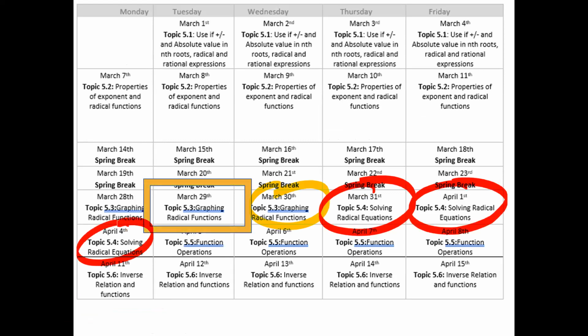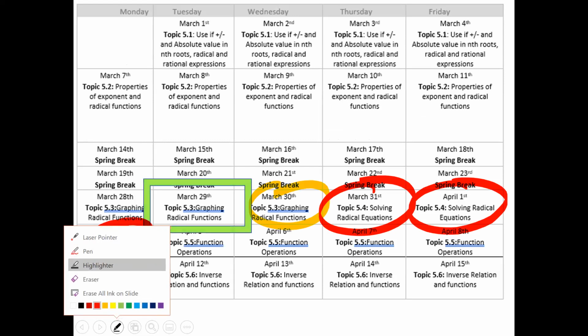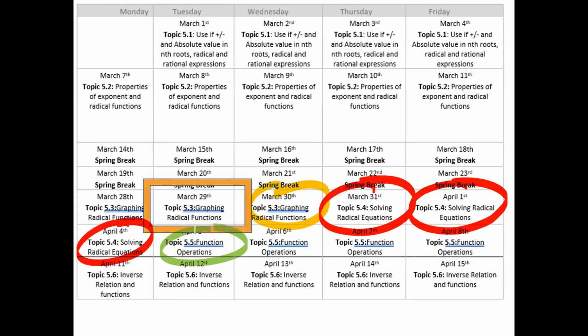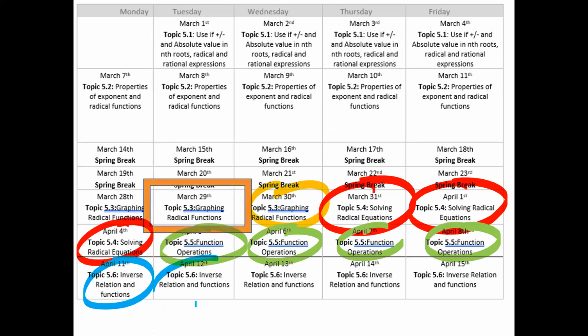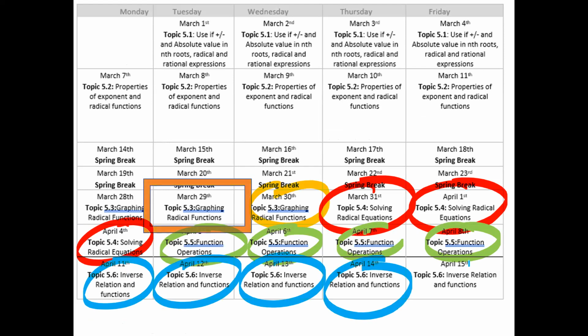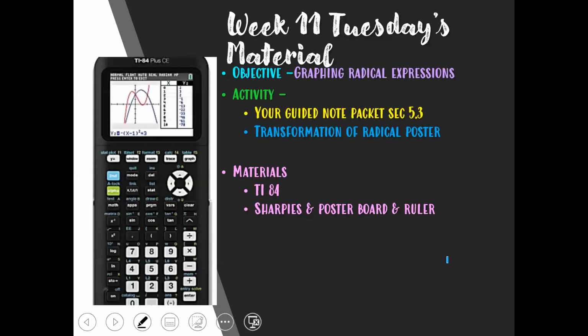We'll do that until April. And then we're going to end the section with function operations for 4 days, and then after that, inverse relation functions will be the last topic of discussion, and we'll be done with this unit by April 15th. You'll turn that packet in. I'll give you a brand new one for the next unit, okay?